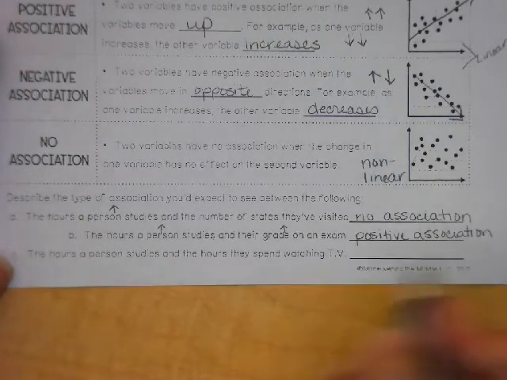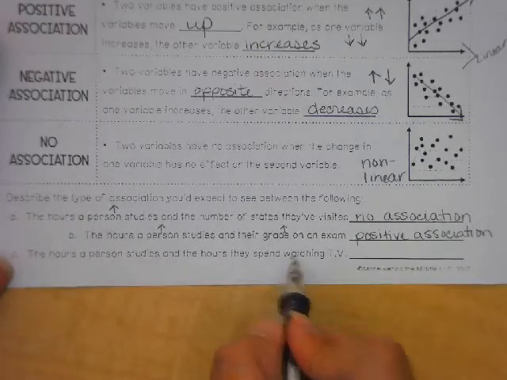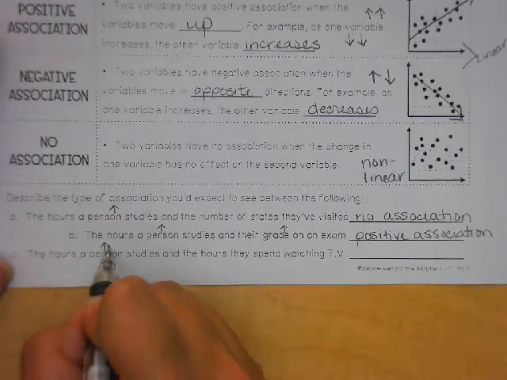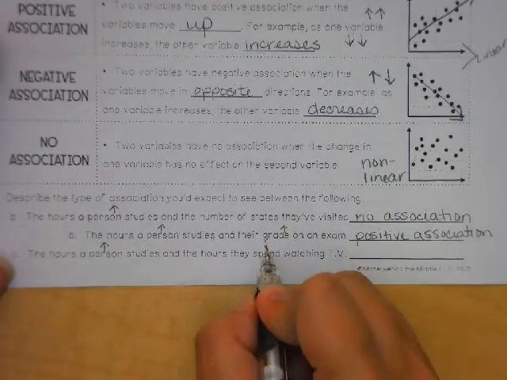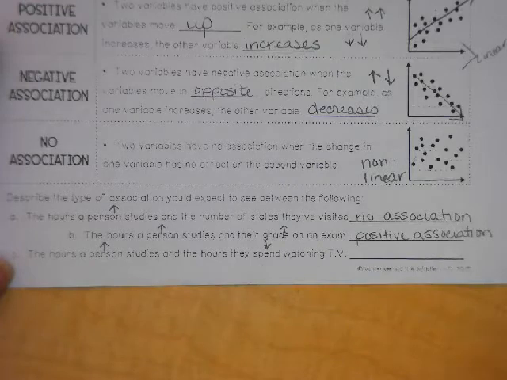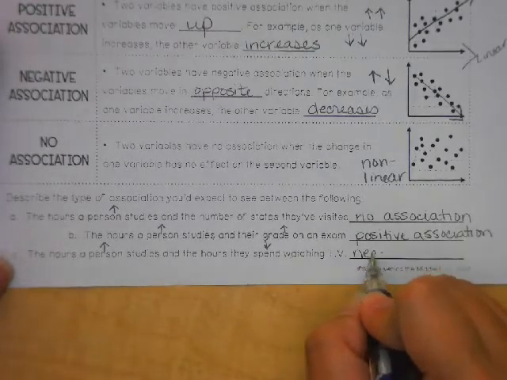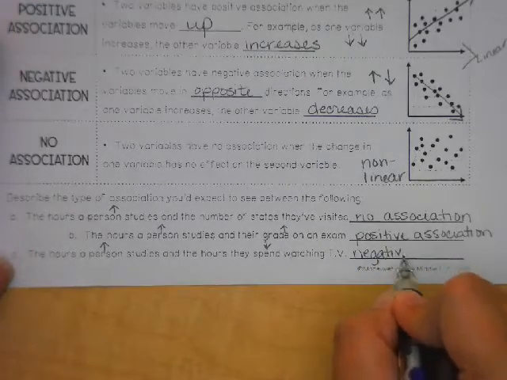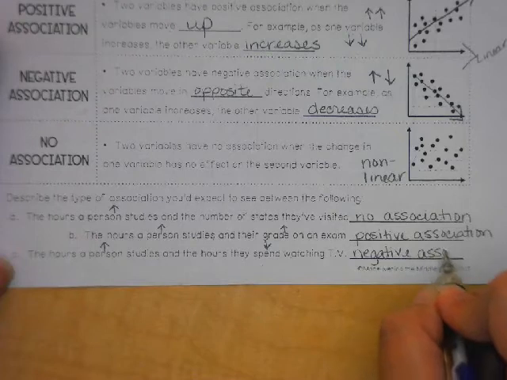The hours a person studies and the hours they spend watching TV. Well, if you spend a lot of hours studying, you're probably not going to have a lot of hours to spend watching TV. So as one goes up, the other goes down. This is a negative association or correlation.